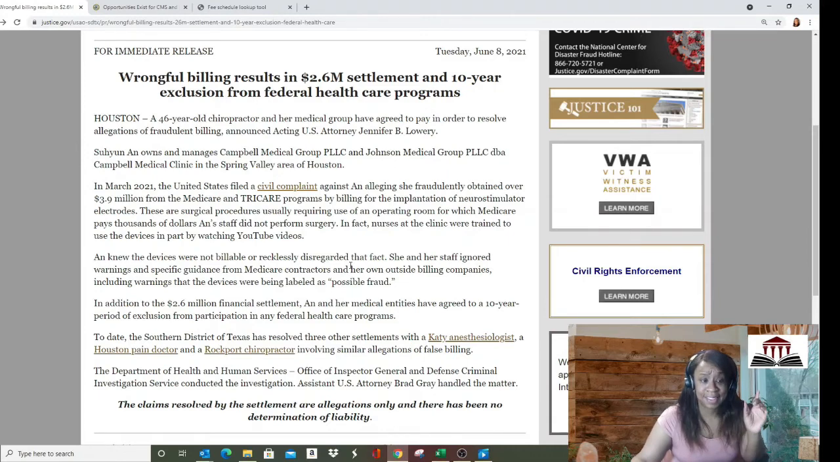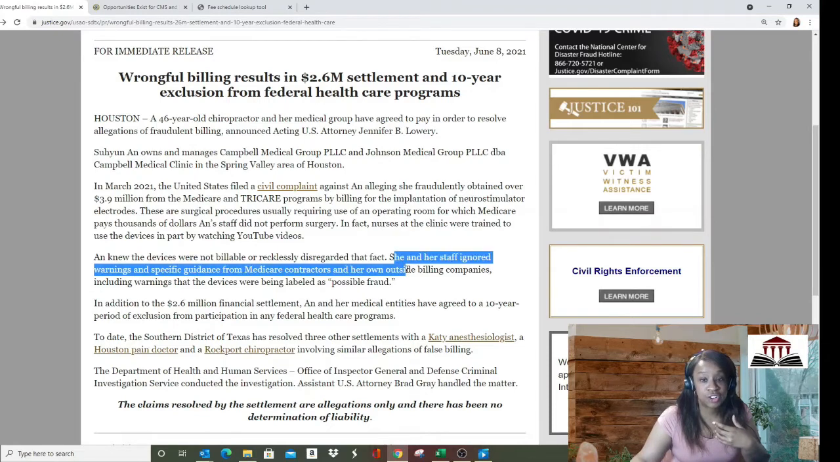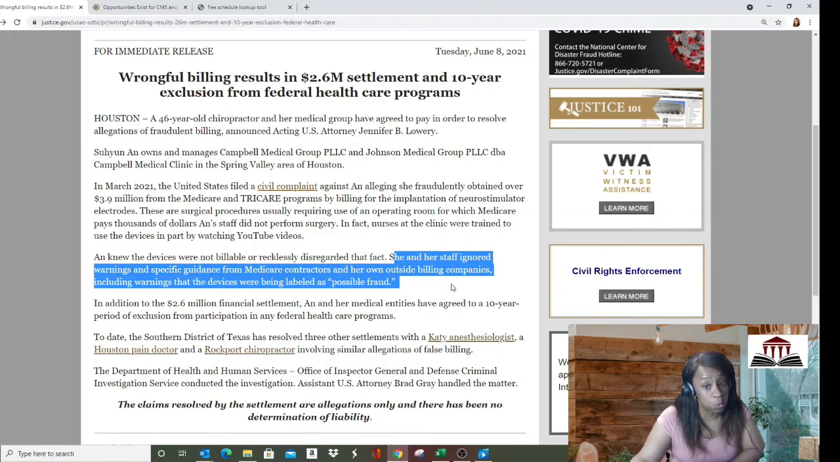They cited, and I think this is very intentional on the part of the government, they intentionally published this to let you know this is how we work. We want you to be serious about compliance because we are. It indicated she and her staff ignored warnings and specific guidance from Medicare contractors and her own outside billing companies, including warnings that the devices were being labeled as possible fraud.